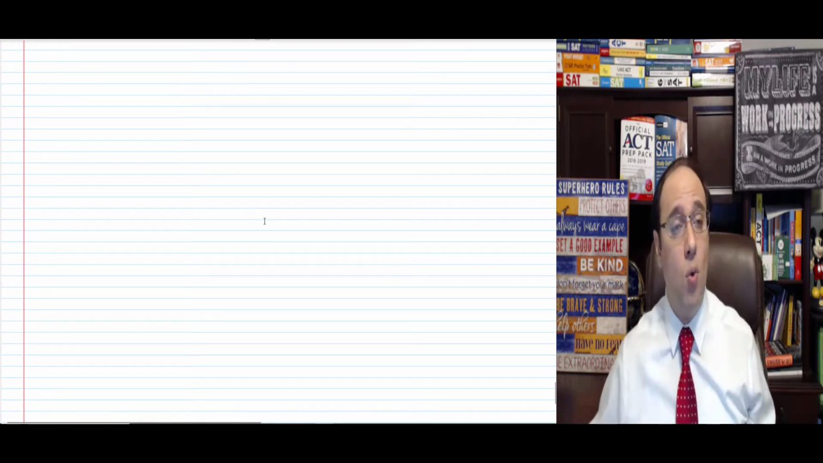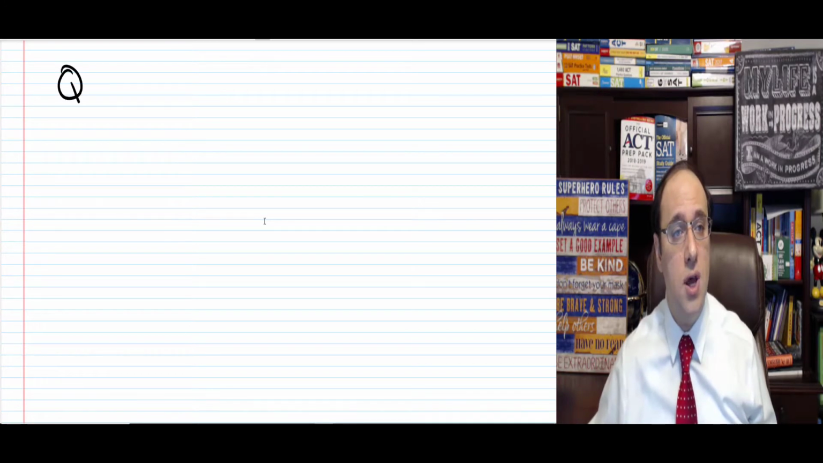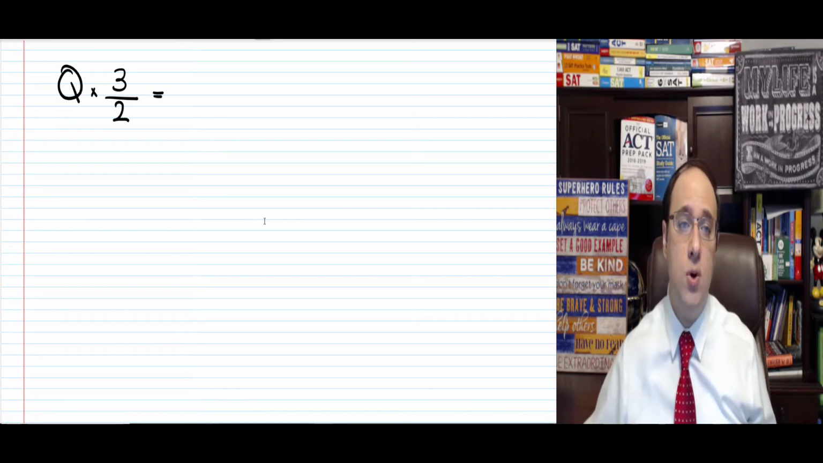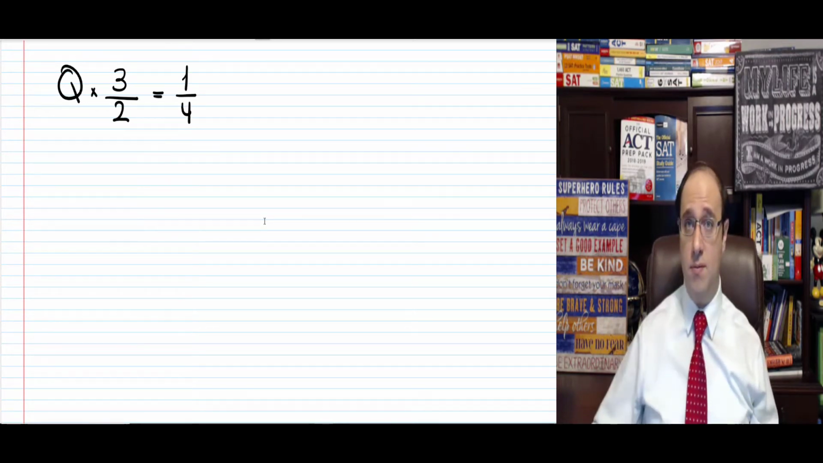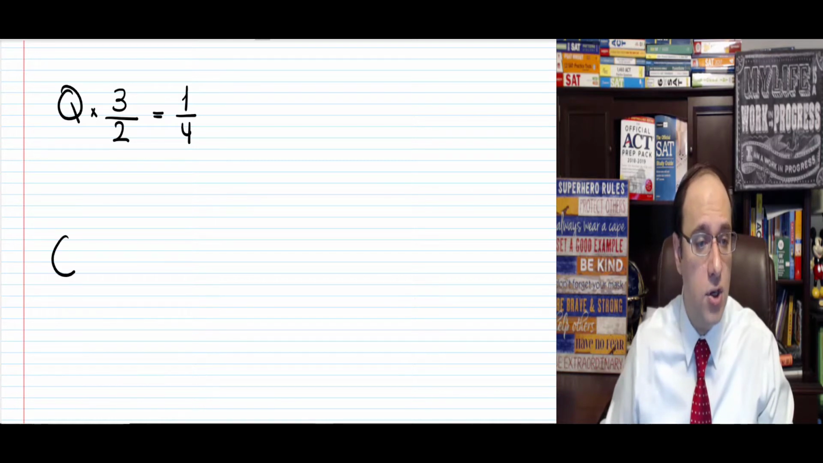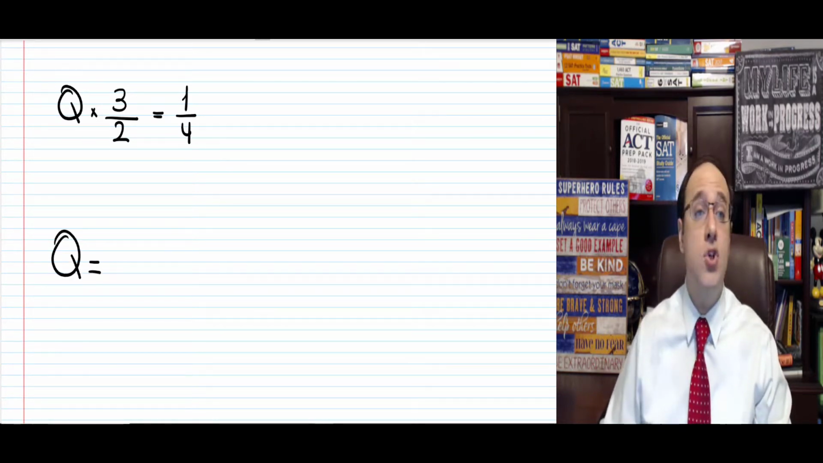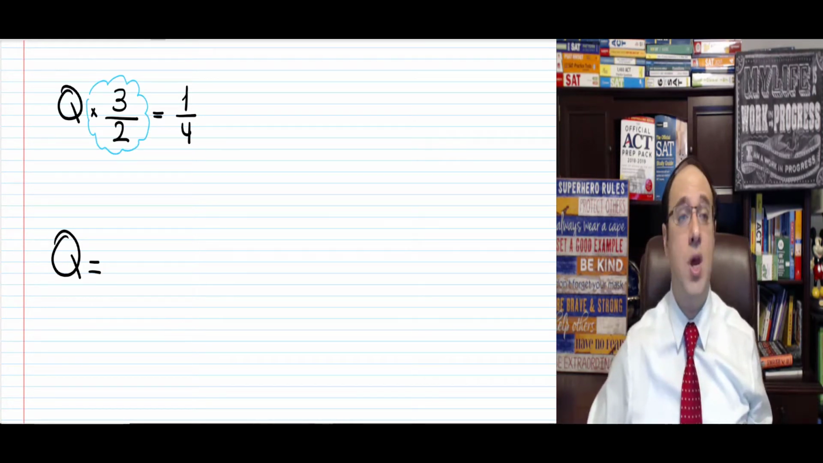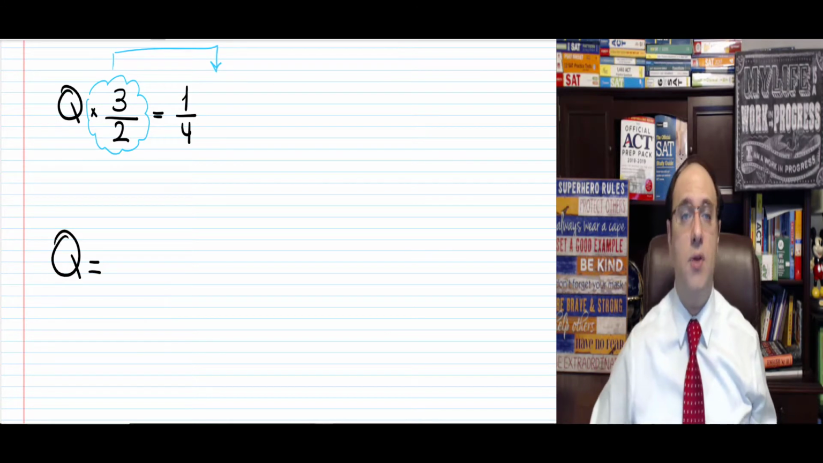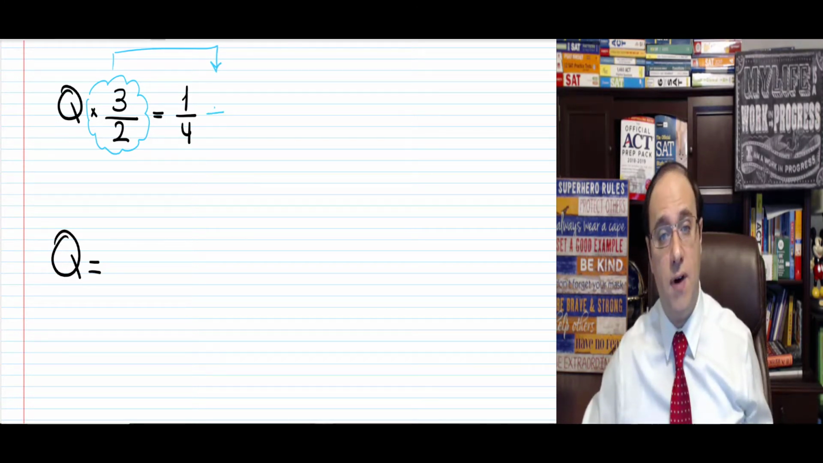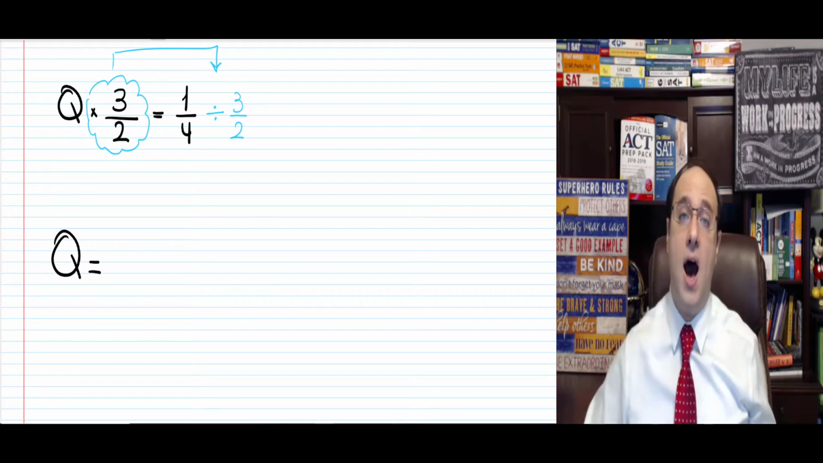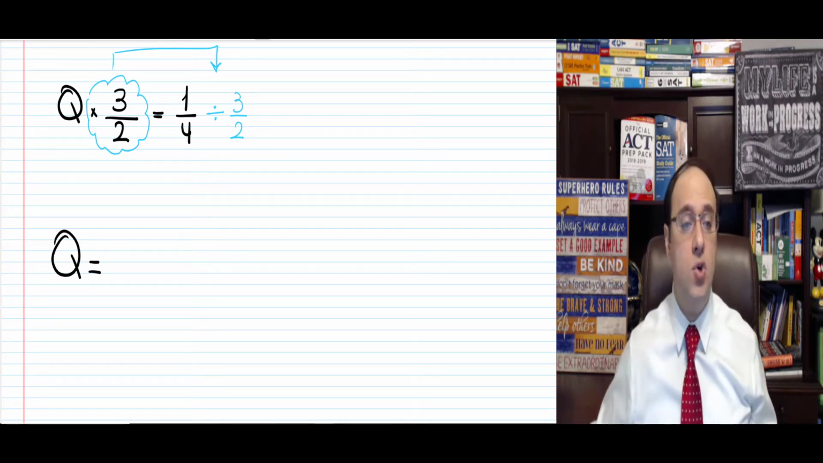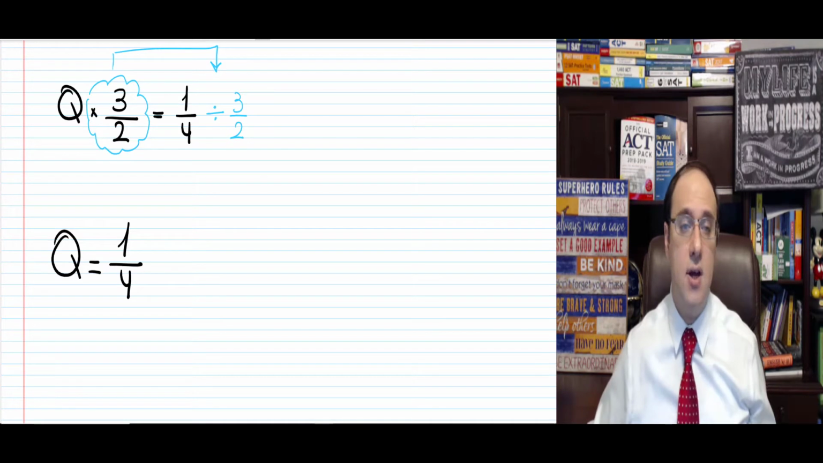Take a look here. What if I say q times 3 over 2 equals 1 over 4? Remember, I want to get q equals something. So I need to get rid of the times 3 over 2 right here. Times 3 over 2 goes to the other side of the equal sign as divided by 3 over 2. I can now rewrite this equation as q equals 1 over 4 as it is, divided by 3 over 2.